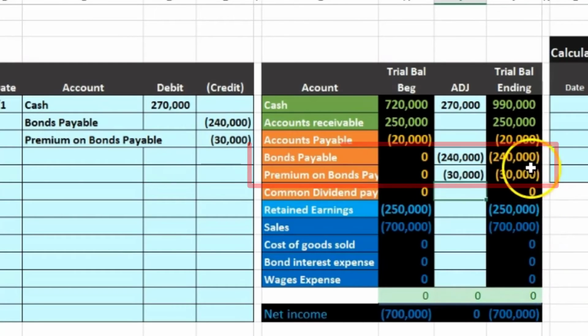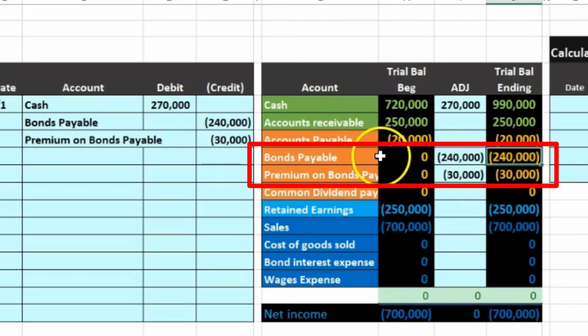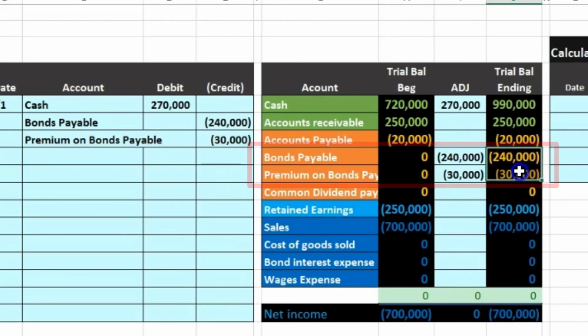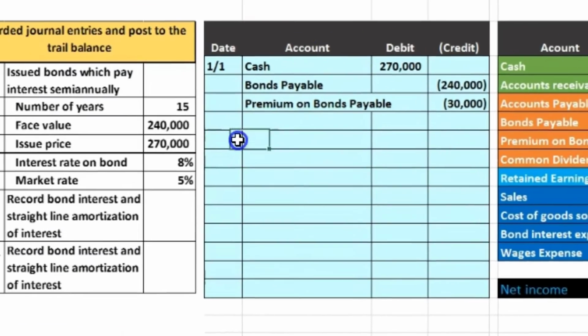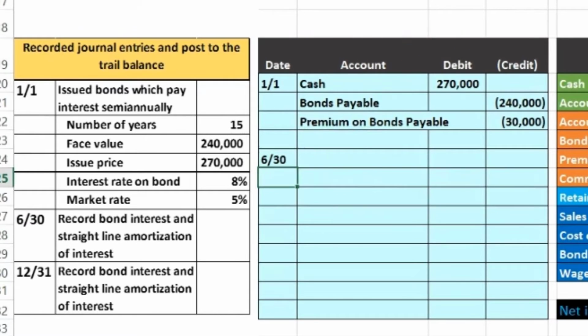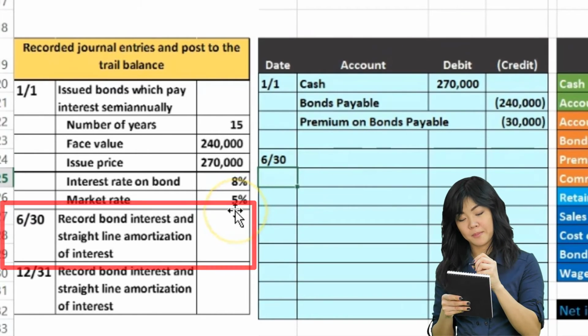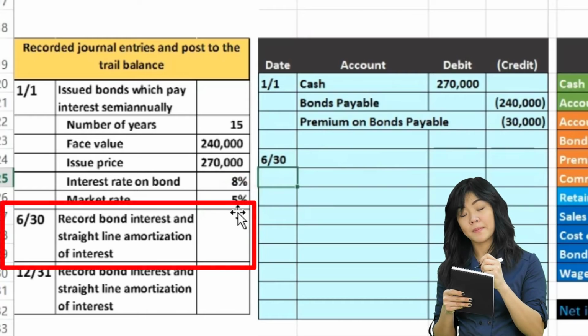So note what we have here is these are basically related accounts. The bonds payable, if I highlight both of them, we have a carrying amount of 270 at this time. Okay, and then the second item that will happen on 6/30, we're going to say 6/30, record bond interest and straight line amortization of interest.